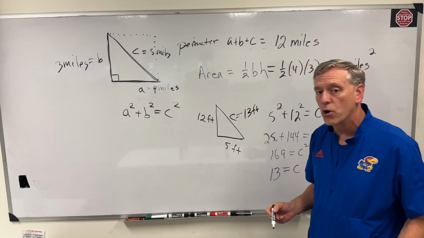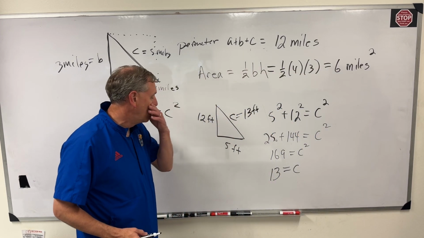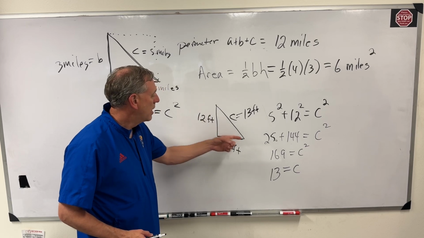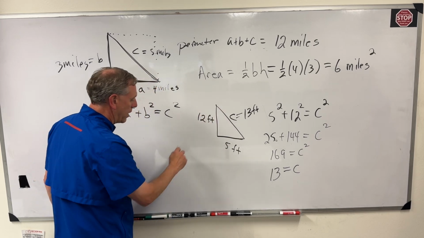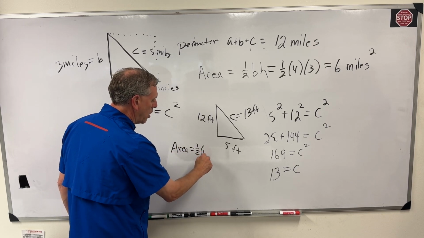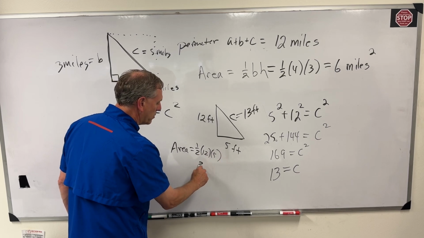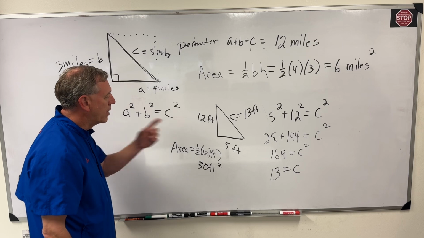So now if I want to determine perimeter, notice I could have determined the area without finding the hypotenuse. I could have done base times height, 60, and that's half, so 30 feet. So the area of this triangle would equal 1/2 times 12 times 5, or that's 60, a half, that's 30 feet squared. And for the perimeter, I'm going to add these up.